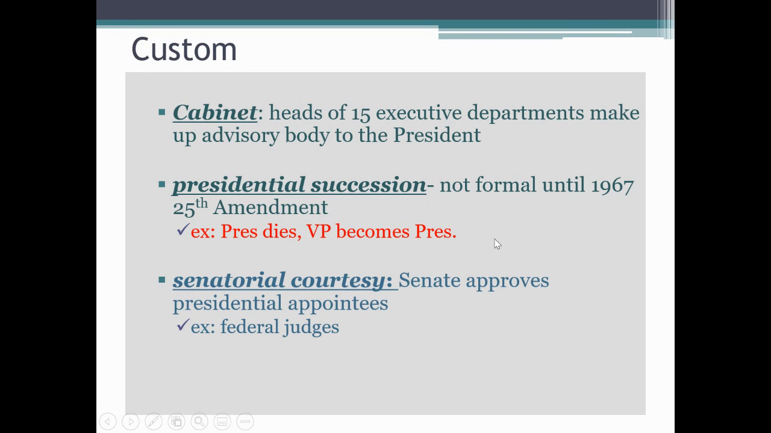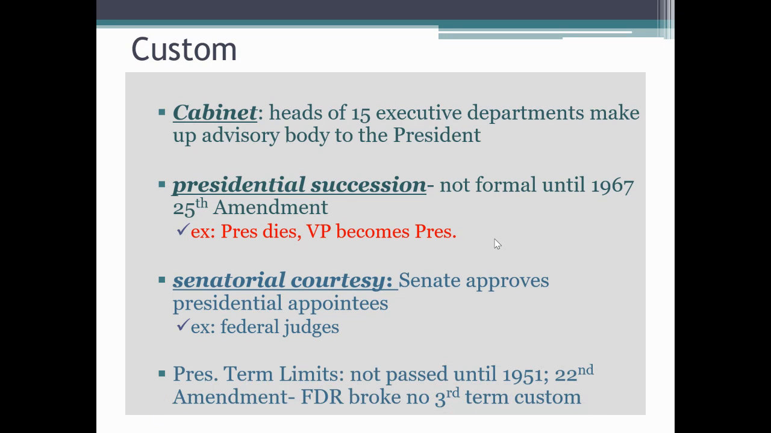Senatorial courtesy. Okay, so we know that the Senate approves presidential appointees, but what also happens when the president appoints federal judges is that when there's an opening for a federal judge in a particular state, usually the president will contact those senators and say, do you know of any judges that would make a great federal judge for this jurisdiction? It's kind of a courtesy, is what they call it, that the president talks to the senators about that.